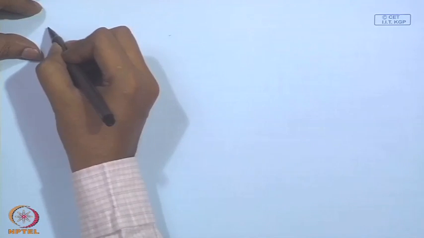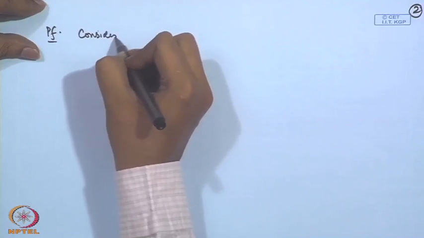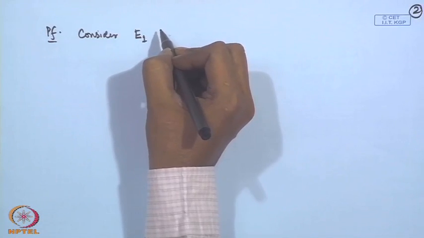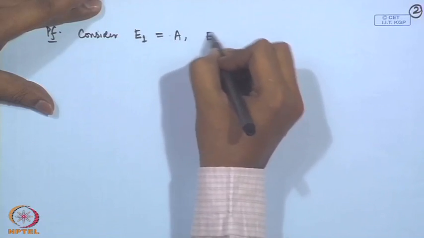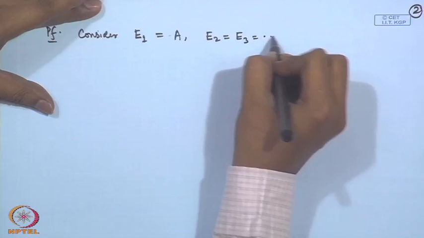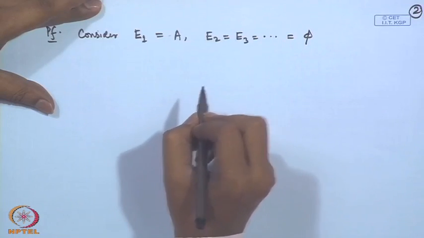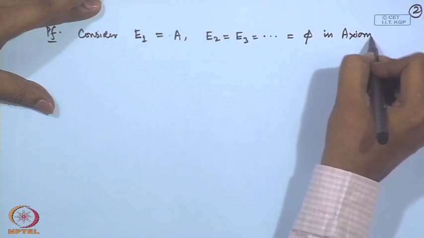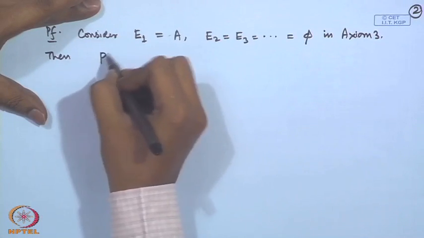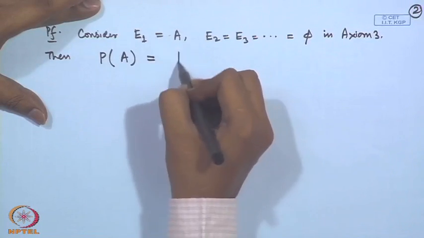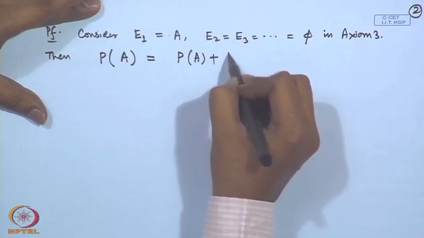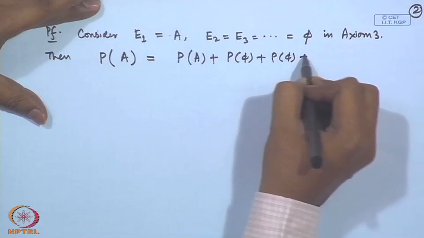So, let us see here. Let me give a sketch of the proof of this. Consider say E1 equal to a certain set, say A, and E2, E3 and so on equal to phi in axiom 3. If we do that, we get the probability of E1 union E2 union and so on, that will become A on the left hand side. On the right hand side, it will be probability of E1 plus probability of phi plus probability of phi and so on.